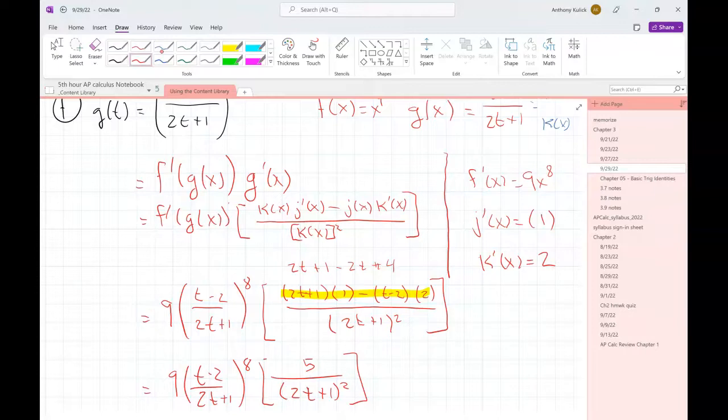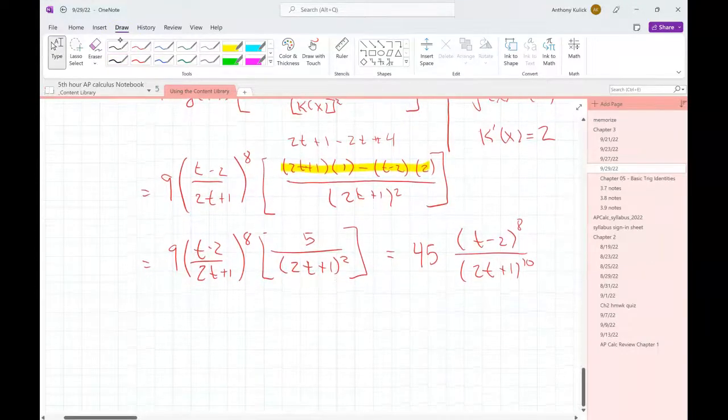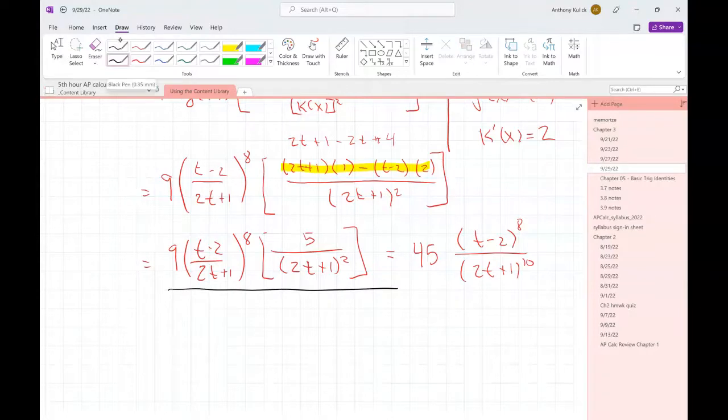Is there a better way to write this? Sure. What could we do? I guess if we wanted to, the 9 and the 5 can multiply together to make 45. And then I could do the t minus 2 to the 8th. But I can take those 2t plus 1s in both places and put them together. So that's probably the simplest way to write it. But I wouldn't mark you down if you gave me the other thing because the calculus is done. But this is okay, just to be clear. That's okay.